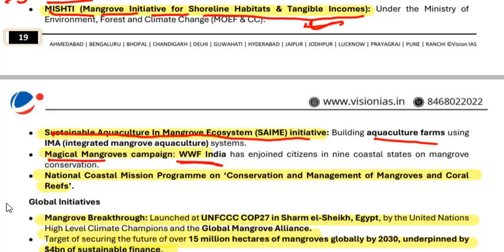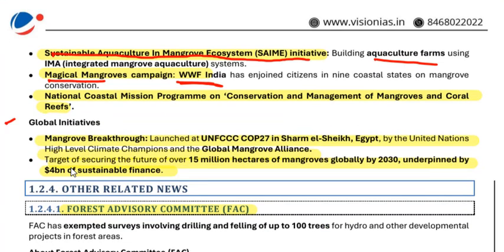There are some global initiatives also, like the Mangrove Breakthrough. This was launched at UNFCCC COP27 in Egypt by the United Nations High-Level Climate Champions and the Global Mangrove Alliance. The target is securing the future of over 15 million hectares of mangroves globally by 2030, underpinned by 4 billion of sustainable finance. By using 4 billion of sustainable finance, 15 million hectares of mangroves will be secured.